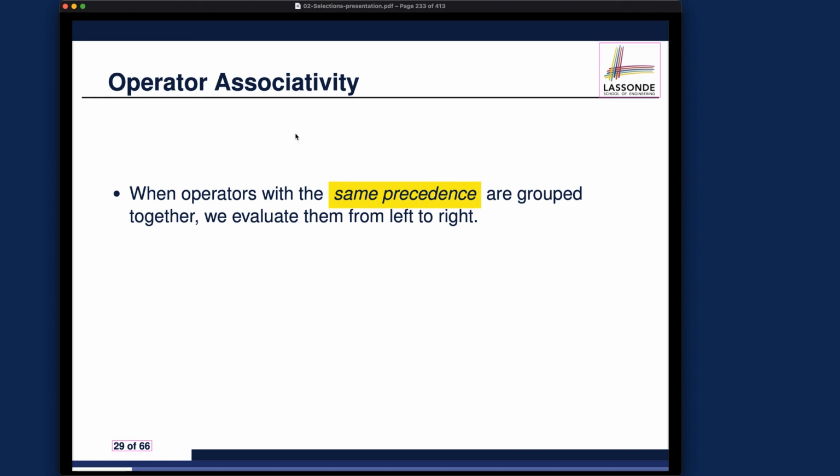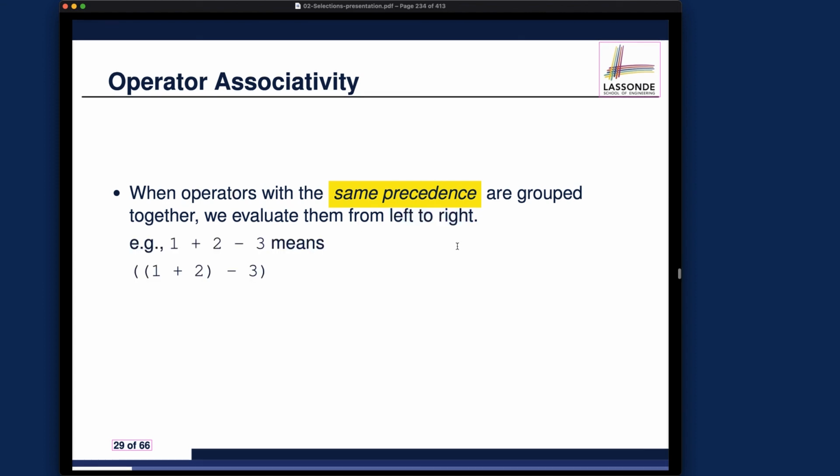The rule for evaluation in Java and in many programming languages is simply from left to right. For example, take arithmetic. If you simply have this, the plus and minus have the same level of precedence, so there's no question about which one goes first. In this case, we simply go from left to right. Do this one first, followed by this one over here.